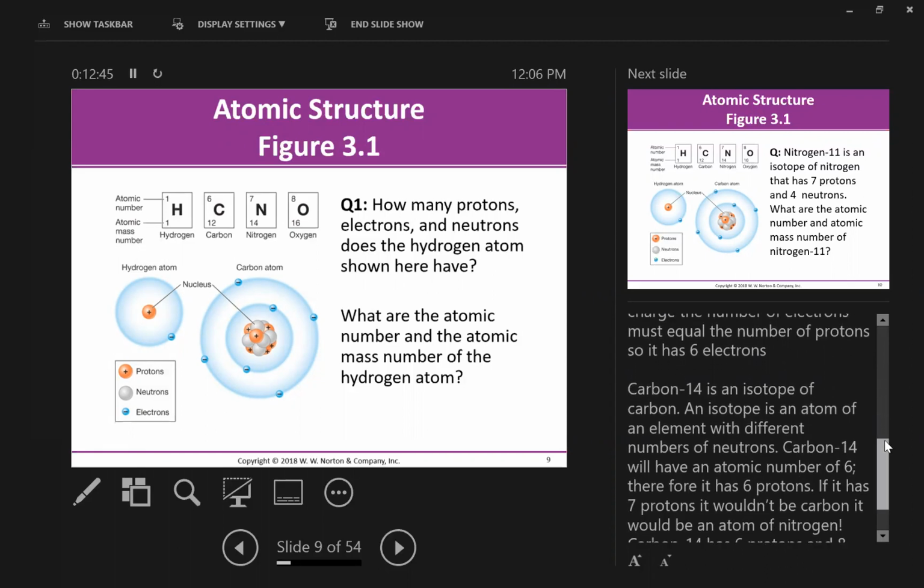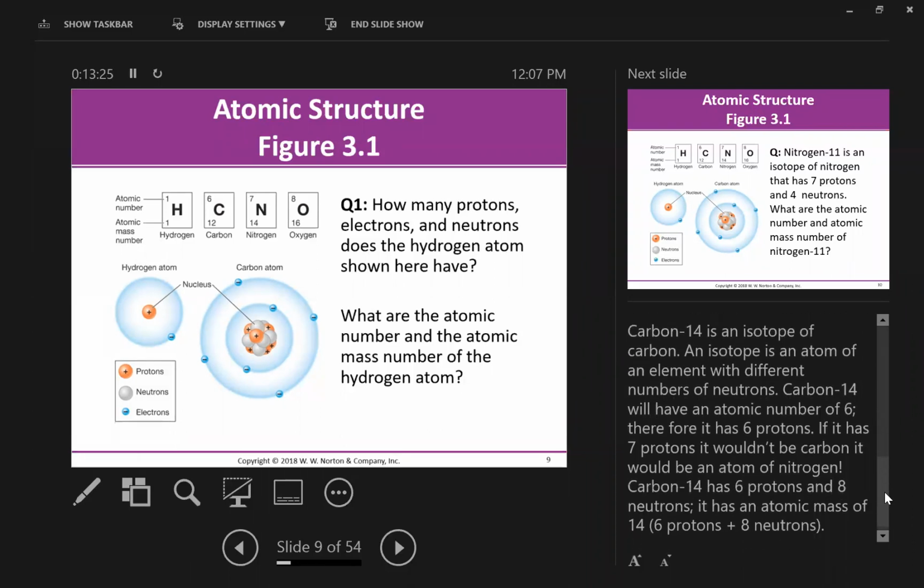So carbon-14 is an interesting idea. Carbon-14 is something that is found in some specific living organisms. And this is an isotope of carbon. So the isotope of an atom is where we have a different number of neutrons. If we were looking at carbon-14, we would see that we have an atomic number of 6. So therefore we know that there are 6 protons.